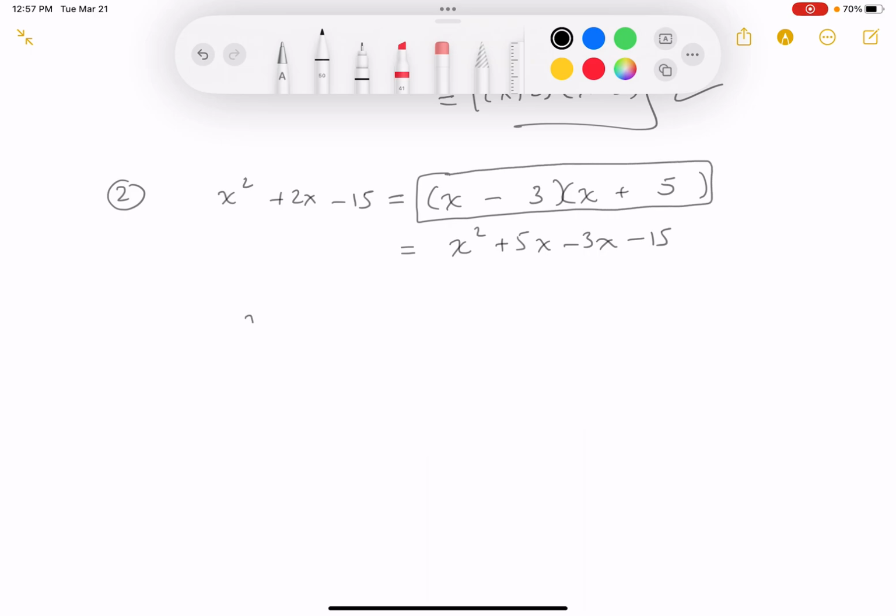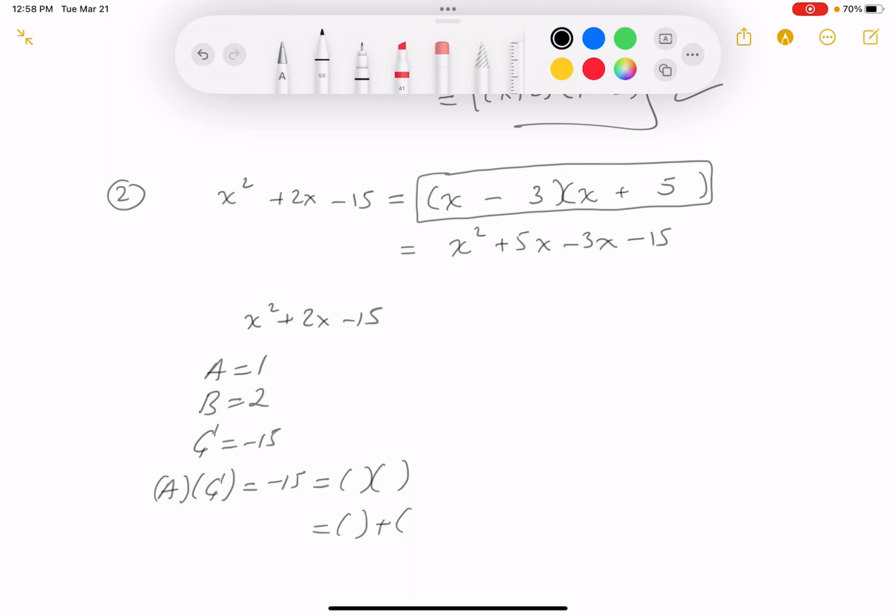Let's also use the AC method. So here the A is 1, the B is 2, and the C is minus 15. So you're going to do AC, A times C. Well, A times C is minus 15. You need to find two numbers that multiply to minus 15, and those same two numbers, when added together, would give you the B, which is 2. What are those two numbers? Those two numbers are going to be 5 and minus 3, because 5 times minus 3 is minus 15, and 5 plus minus 3 is 2.